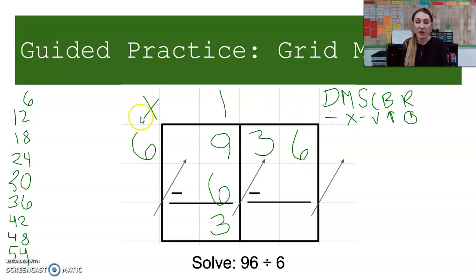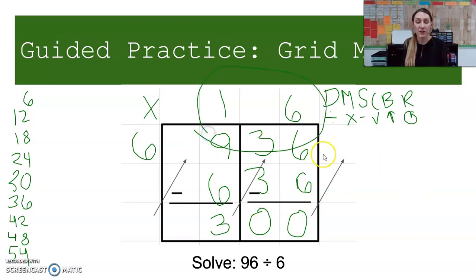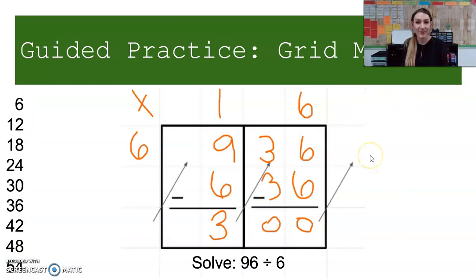So I'm now repeating my steps, but now instead of dividing into 9, I'm dividing into 36. So 6 divides into 36. Let's go to our multiples. 1, 2, 3, 4, 5, 6 times. Then I'm going to multiply. 6 times 6 is 36. And subtract. 6 minus 6 is 0. 3 minus 3 is 0. So I have no remainder, nothing left to divide. My quotient is 16. Let's see if we're right.